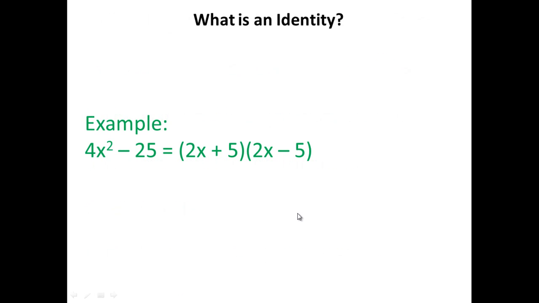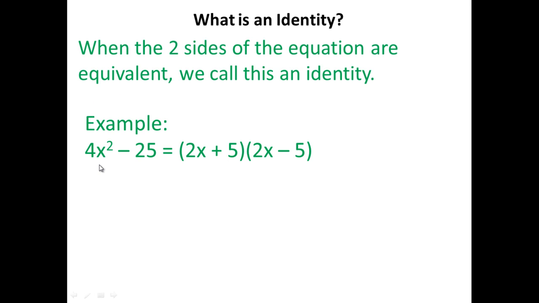After that, we define what an identity is. So we have 4x squared minus 25, and when we factor that out, we have 2x plus 5 times 2x minus 5. This is an example of an identity because the two sides of the equation are equivalent.